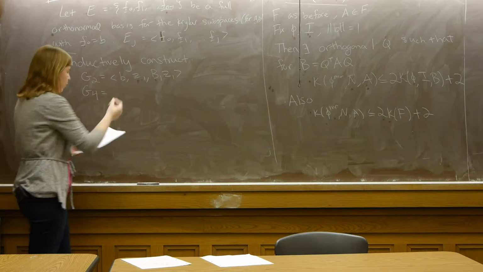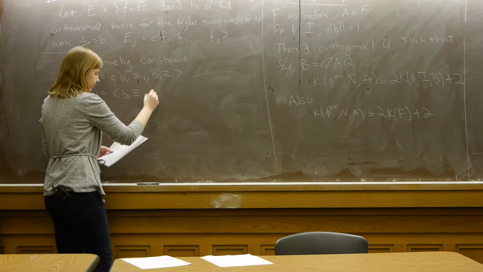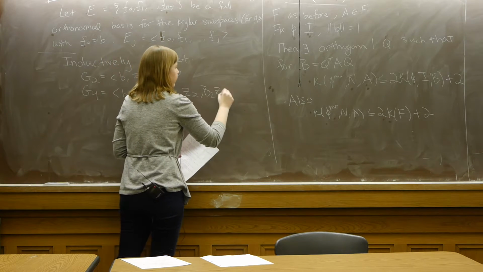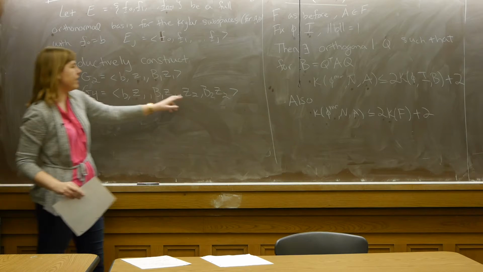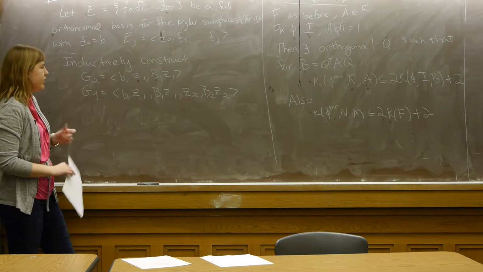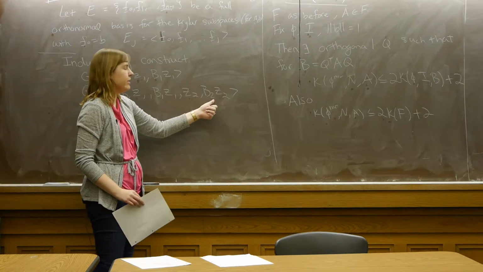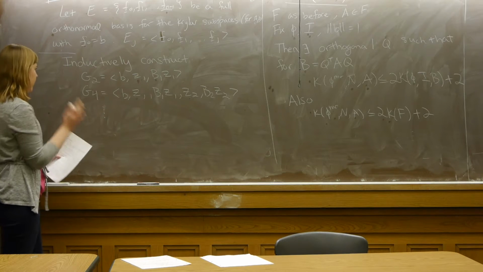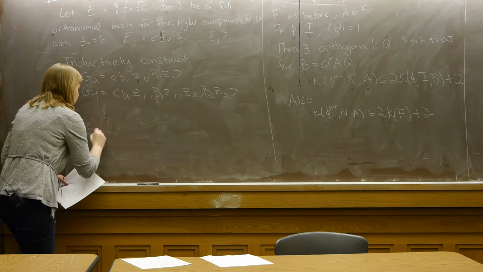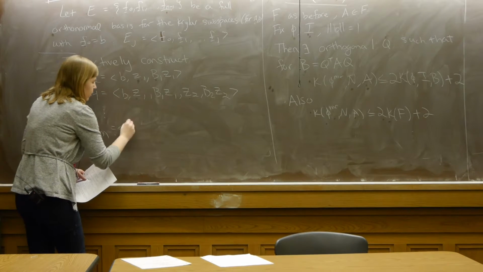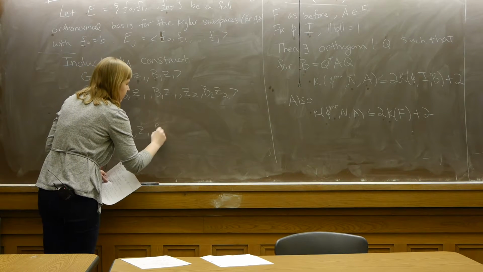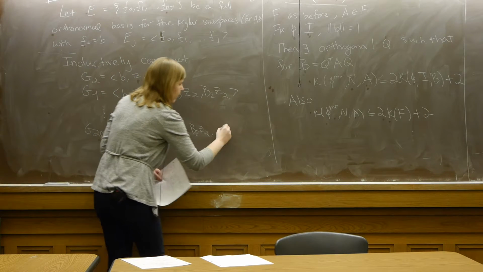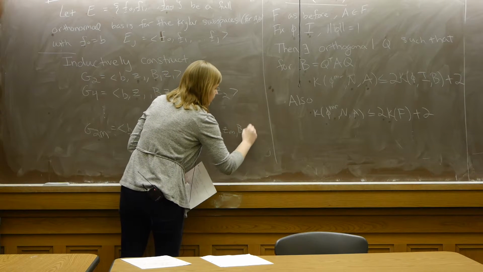So G4 will be B, Z1, B1, Z1, Z2, B2, Z2. So again, Z1 and Z2 come from the definition of the information operator, and then these matrices B1 and B2, hold off for one moment and I'll tell you what those are. So we inductively construct these through G2M, which will be B, Z1, B1, Z1, Z2, B2, Z2, all the way through ZM, BM, ZM.